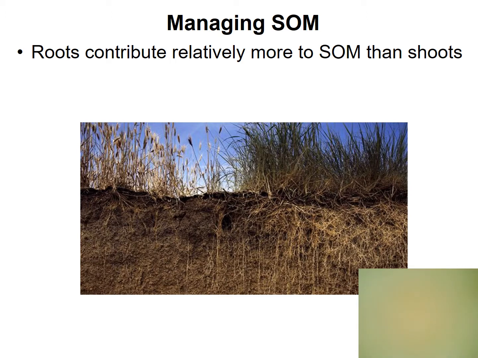Those roots tend to be in tighter association with the mineral particles and with the microbes that help to stabilize them, and maybe the quality of those roots is a little lower. So roots are really important for building soil organic matter, and that's why having perennials and deep-rooted things, or grasses and alfalfa and whatnot, can go a long way towards restoring soil organic matter more quickly than other types of crops.